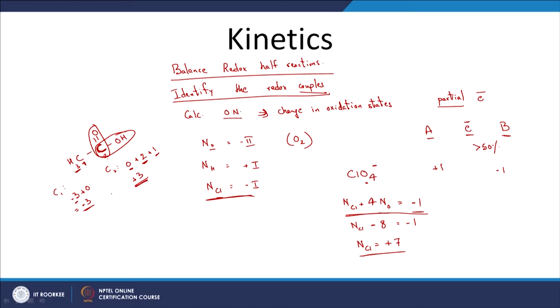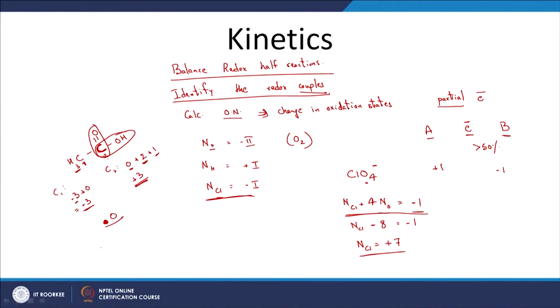With that we end up with +3 for carbon 2, but the average oxidation state of carbon in acetic acid is 0. How can we calculate that? For CH3COOH: 2 times the oxidation number of carbon, plus 4 times the oxidation number of hydrogen, plus 2 times the oxidation number of oxygen, is equal to 0. So 2C plus 4 times 1 plus 2 times -2 equals 0. These two cancel out, so the average oxidation number of carbon in acetic acid is 0.